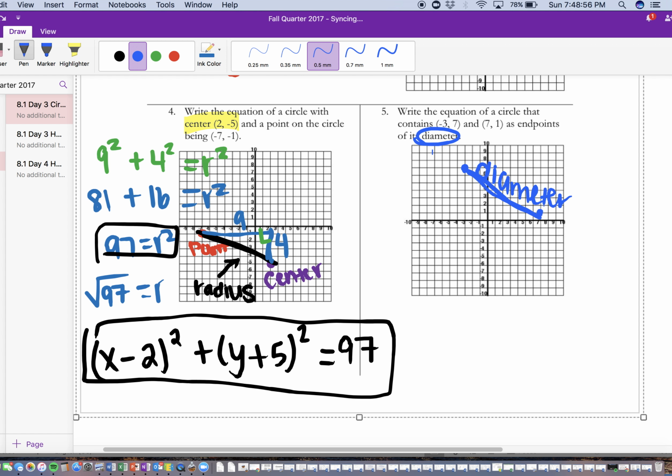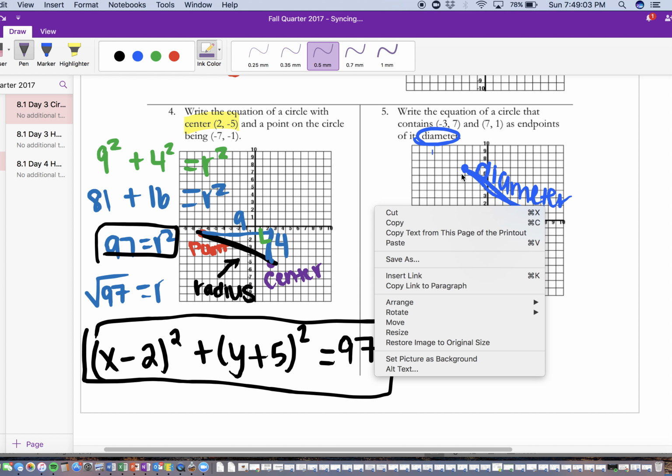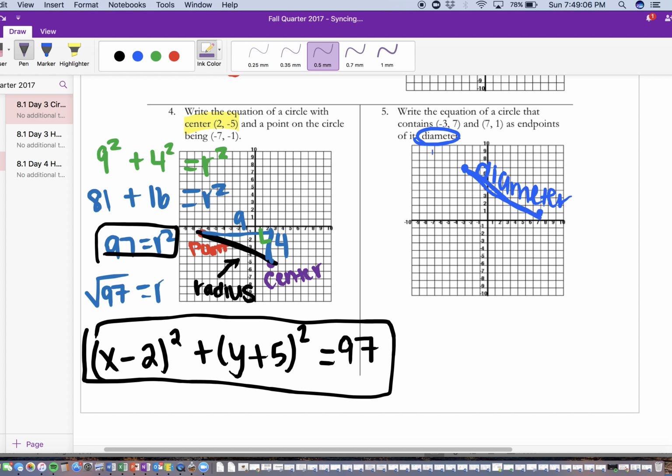Now, how do we find the length of the diameter? Well, same as before, I can go ahead and draw a triangle to tell me how I get from this point to this point. So in my triangle, I'm going down this many units and to the right this many units. I'm going down 1, 2, 3, 4, 5, 6 units, and to the right 1, 2, 3, 4, 5, 6, 7, 8, 9, 10 units.